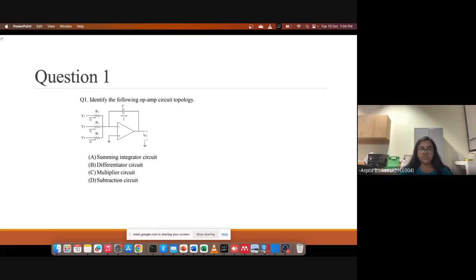So this is question 1. Identify the following op-amp circuit topology. The first one is the summing integrator circuit. The second option is the differentiator circuit. The third one is the multiplier circuit. And the fourth one is the subtraction circuit. So take your time and try to give the right answer.